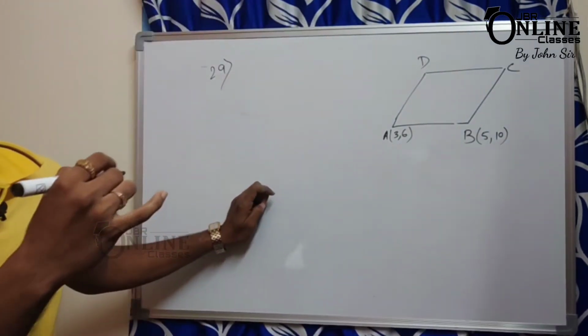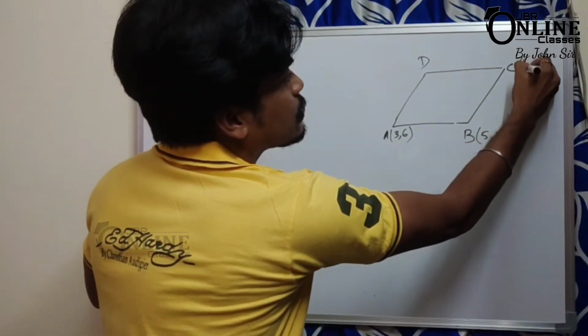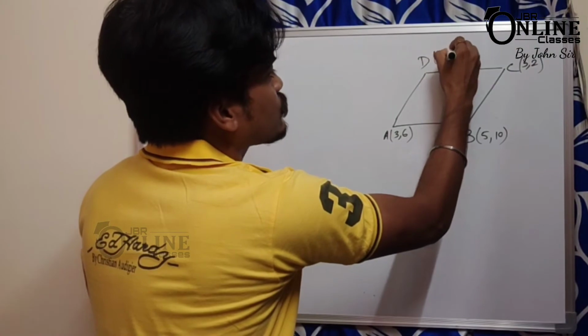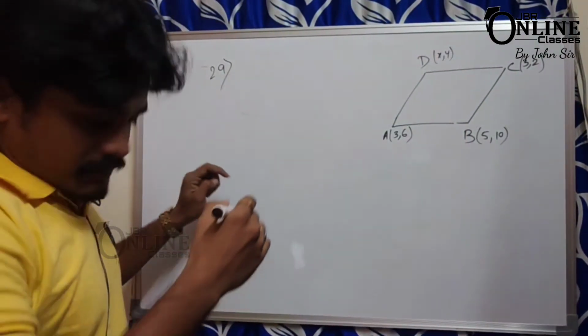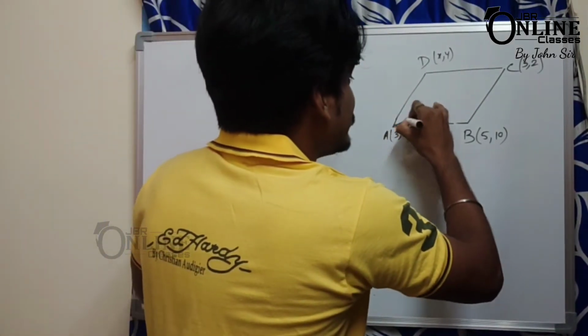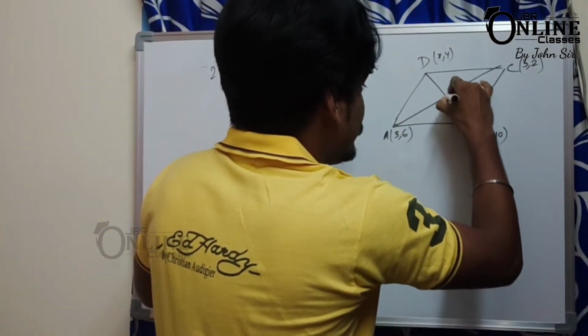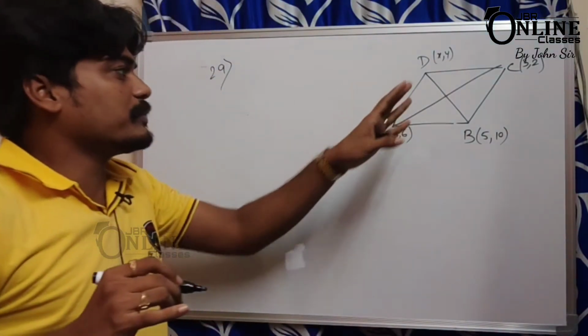Coordinates of C are 3, 2. Let the coordinates of D be x, y. Here ABCD is a parallelogram. Now if you join AC and BD, these are the two diagonals of that parallelogram.